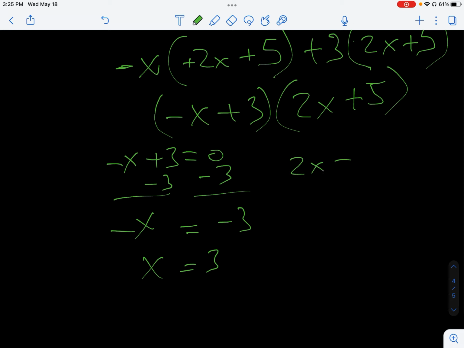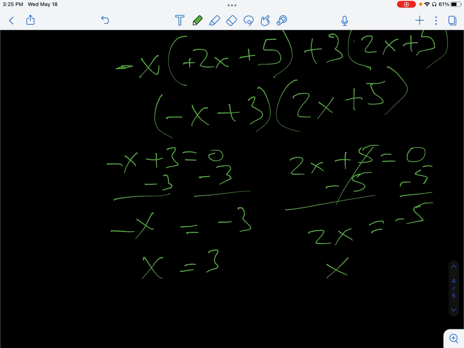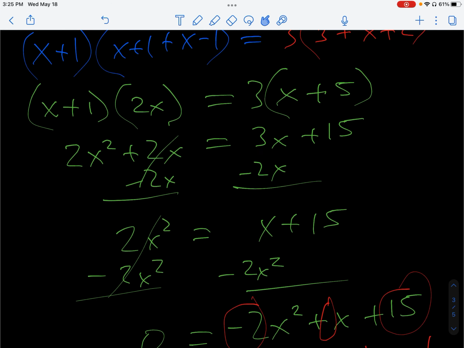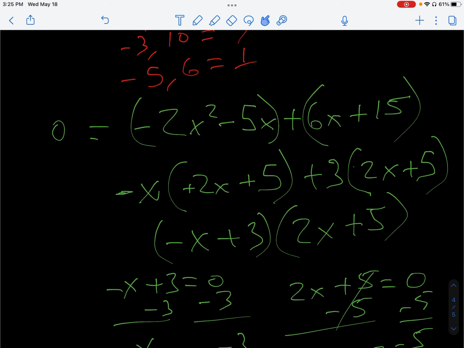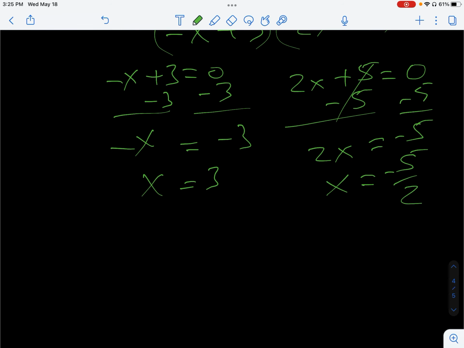Let's look at the other one. Here we have 2x plus 5 equals 0. I'm going to subtract 5 to get the x's by themselves. That cancels. 2x equals negative 5. Divide both sides by 2. x equals negative 5 halves. And since up here we are looking for a distance, x has to be positive. So there is our answer.